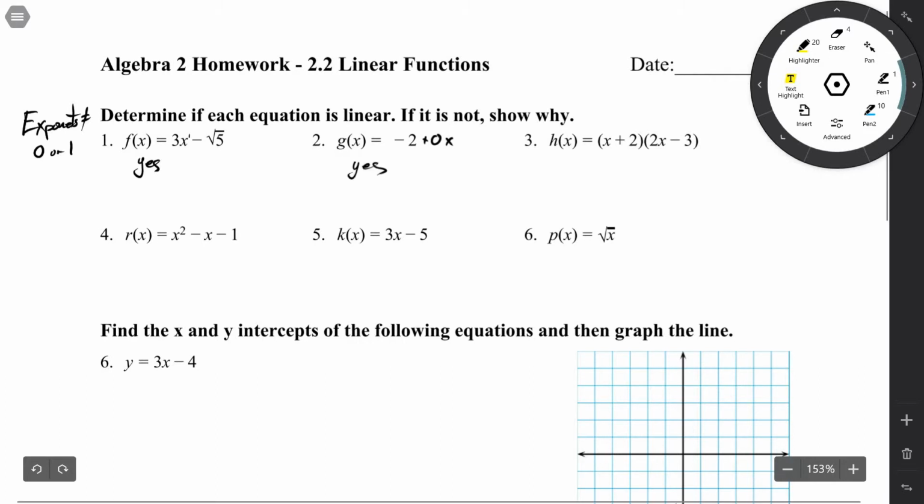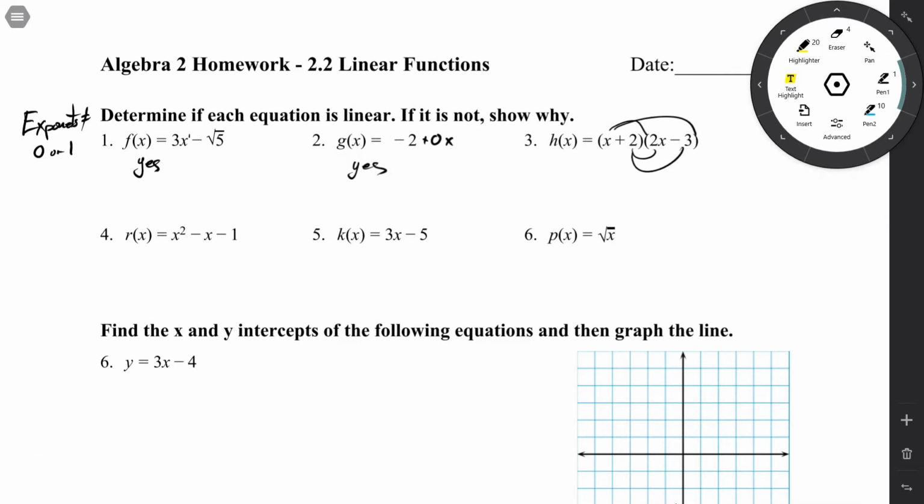Let's see. This one is kind of a little bit of a trick. You might be tempted to FOIL everything together, but really, if there's any exponent other than 0 or 1, it is not a linear equation. If we take this x right here and this 2x, we'd get 2x squared. That's all I need to do. The exponent is 2, not linear.